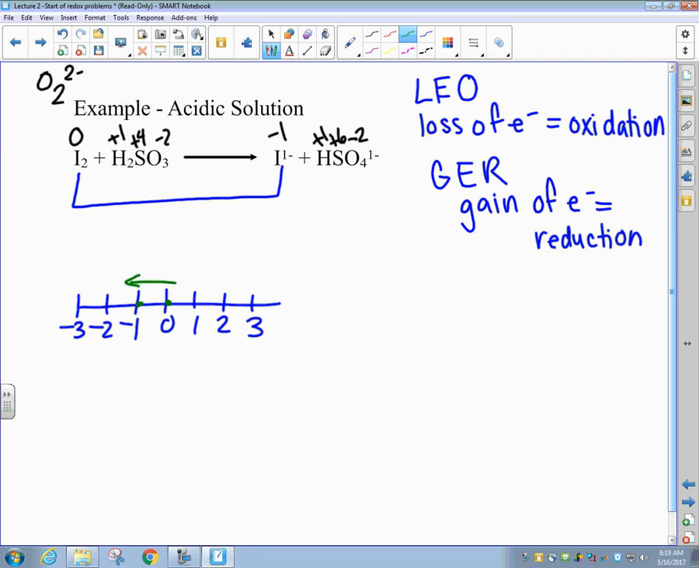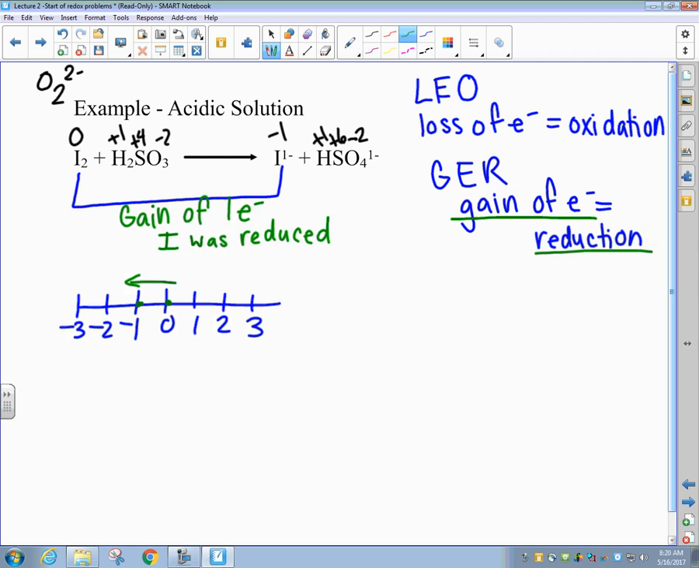Moving in this direction, we're becoming more negative, which means that electrons were gained. So there was a gain of 1 electron. A gain of electrons is called a reduction. So we would say that iodine was reduced.